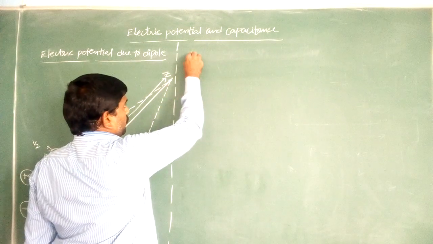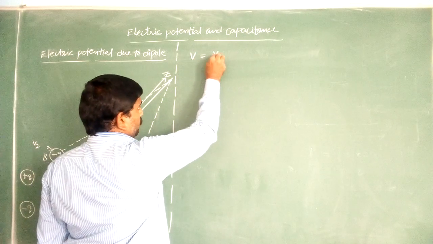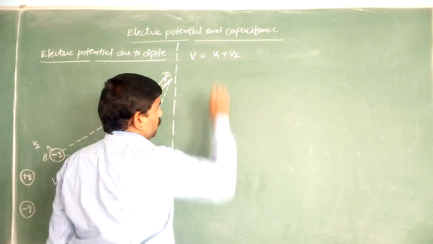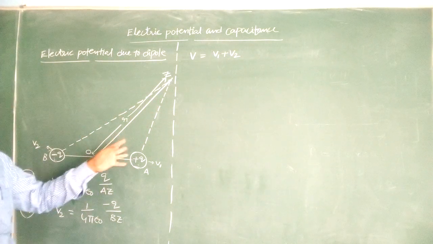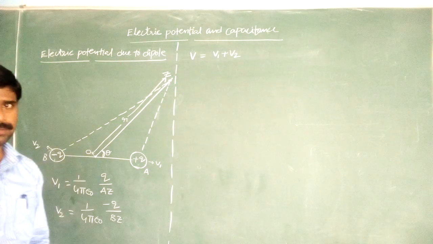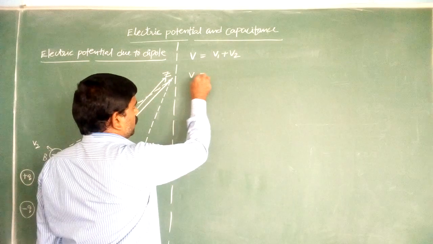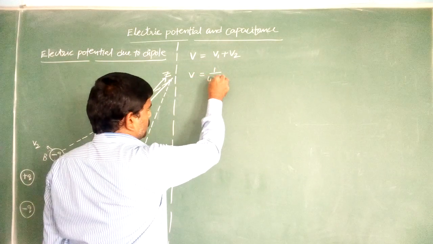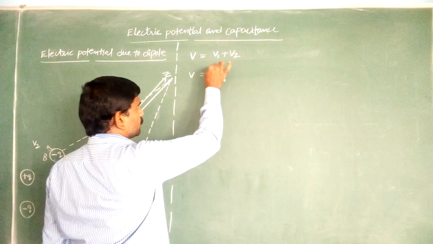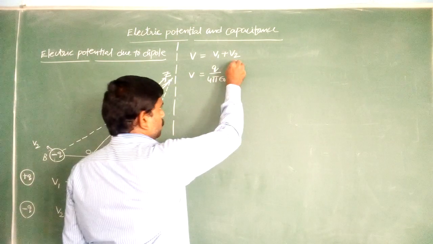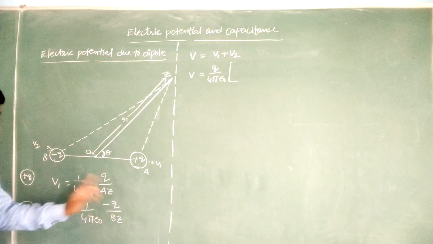Net potential at point Z, we take Vz, is equal to V1 plus V2. We use just ordinary algebraic rules, because potential is a scalar physical quantity. Therefore V is equal to 1 by 4 pi epsilon naught, which is common in both terms, into Q, which is also common, into 1 by AZ minus 1 by BZ.